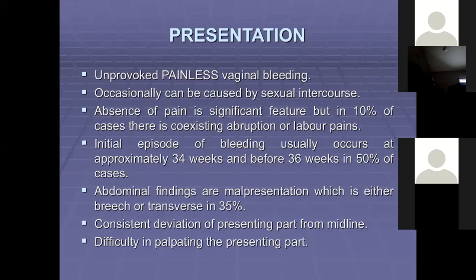Abdominal findings include malpresentation, which is either breech or transverse in 35% of cases. Obviously, when the placenta lies at the lower segment, the baby will be unable to come into the normal position, so you will find the baby in a transverse position or in a breech position. There is consistent deviation of the presenting part from the midline, and difficulty in palpating the presenting part.